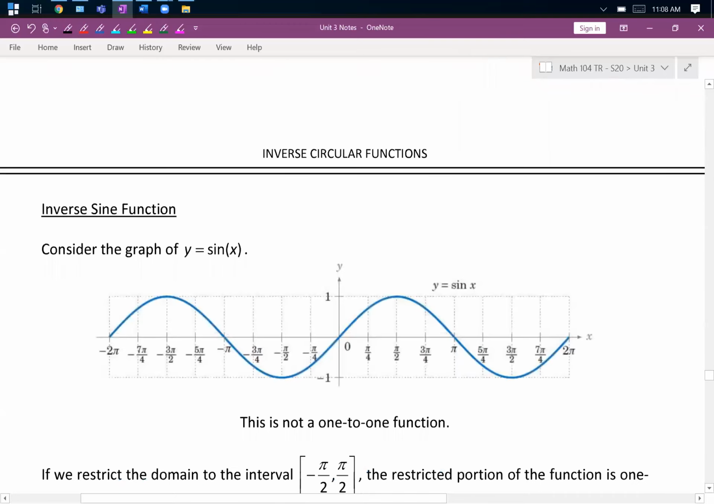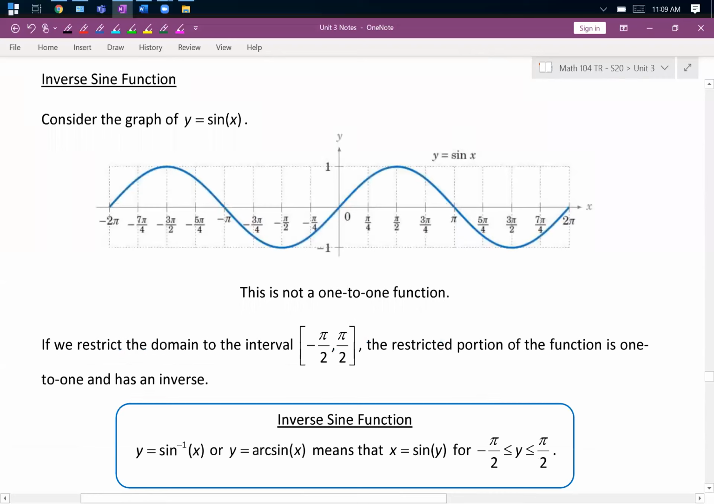So let's take a look at our sine graph. I'm sorry, anybody have any questions so far? Okay, so let's take a look at our sine graph.